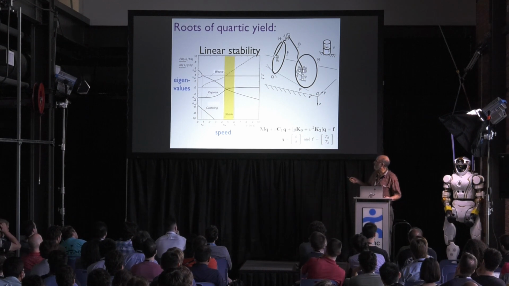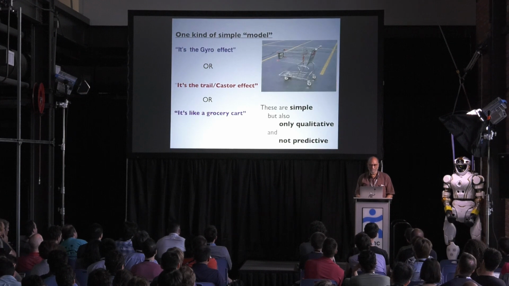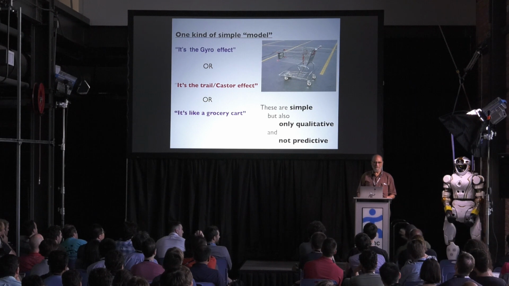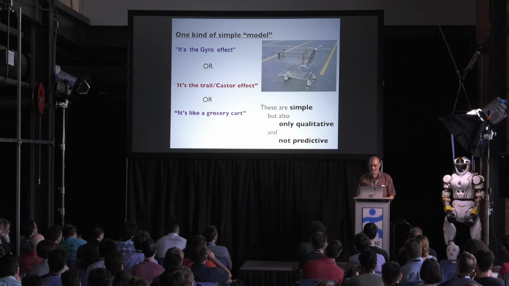And it turns out for a bicycle with this complicated model, there's a region where the bicycle can balance itself from this complicated calculation. So you'd think, oh, we want to understand things in a simple way. Can we make a simple model of bicycle balance? There's a class of simple models: my model is that it's a gyroscopic effect, or it's a trail or caster effect, or it's just like a grocery cart.